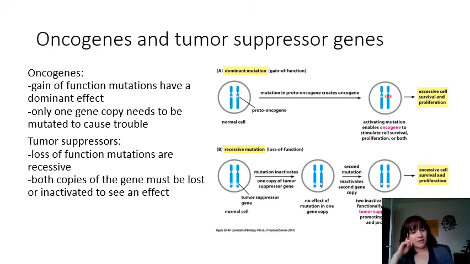Now, in oncogenes, typically we're talking about gain of function mutations. So this gene is not shutting off when it's supposed to. And in tumor suppressors, we're usually talking about loss of function. This gene is not able to tell the cell to stop dividing. And because of that, there's some genetic implications that I want to get into. If you remember, we have diploid cells, 2 sets of chromosomes. And so when you have a gain of function mutation, as long as one of those alleles gets mutated, you're going to see an effect.